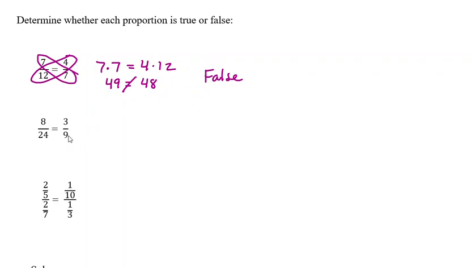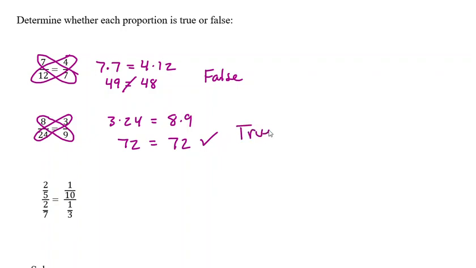Let's do that again with the second one. 8/24 equals 3/9. Let's take the cross products. 3 times 24 equals 8 times 9. Well, 3 times 24 is 72, and 8 times 9 is also 72, so true. The second proportion is true. The first proportion was false.